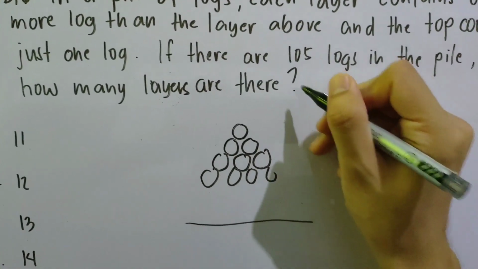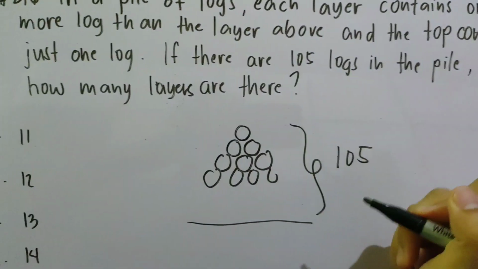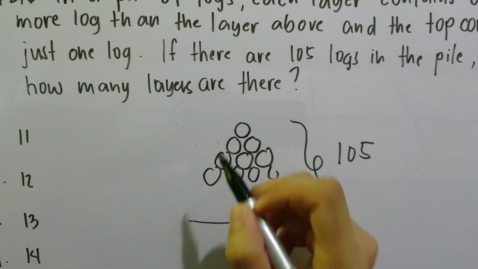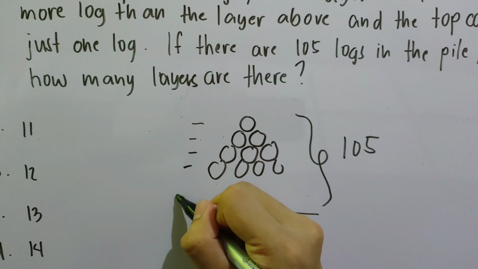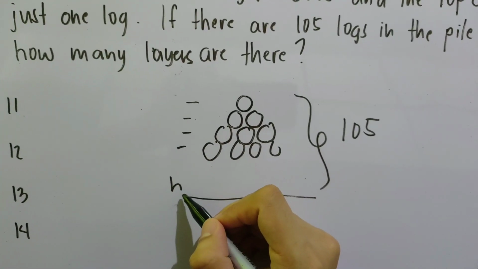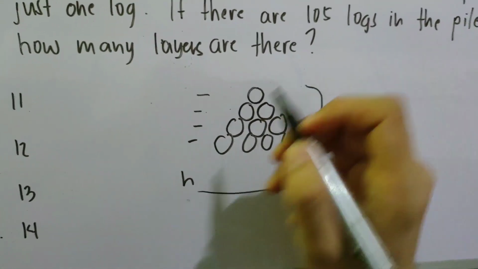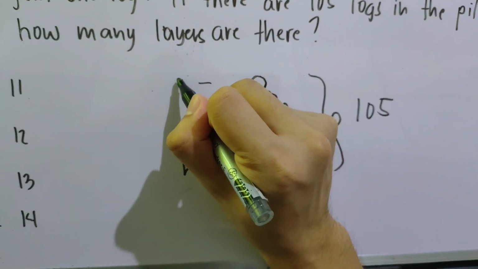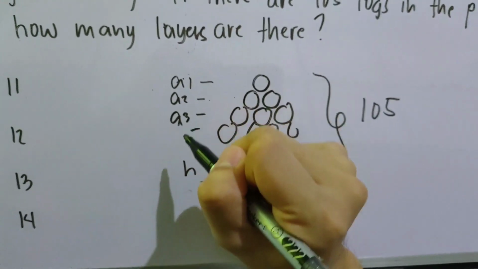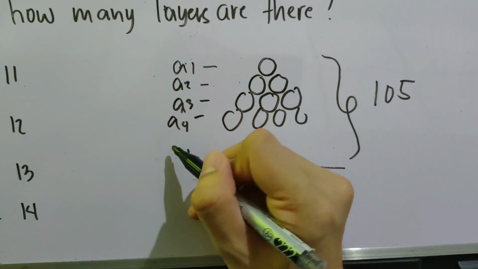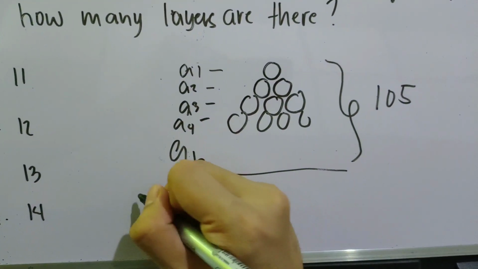So meron tayong number of logs, which is 105. Ito yung total nito. Tapos ang hahanapin natin, ilang layers ang meron. So 1, 2, 3, 4, up to n. The same din to sa number of terms sa arithmetic series. So dun sa arithmetic series natin, meron na tayong A1. So ito yung first term natin. Parang ito yung A1 natin, A2, A3, A4, up to an yung pinakababa. So ang required dito, kung ilang number of layers. So n ang required.